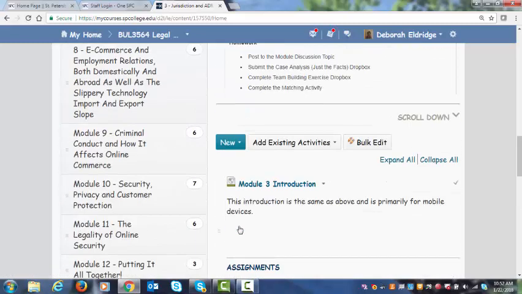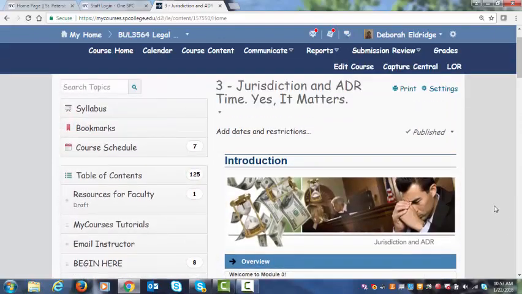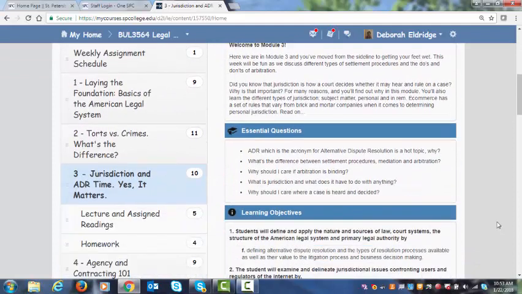Now, going backward, we're talking about jurisdiction. Jurisdiction can take on several different roles.